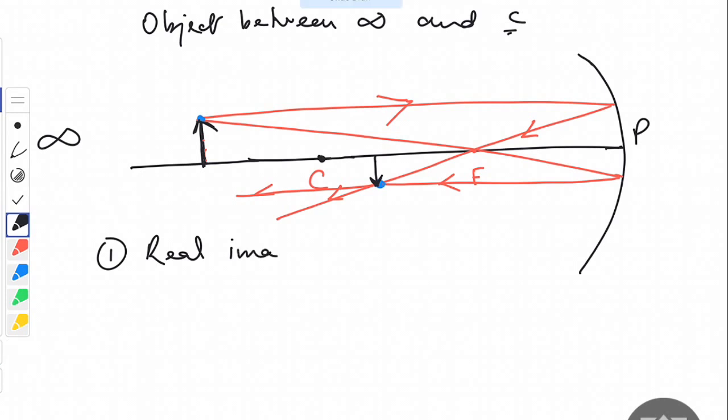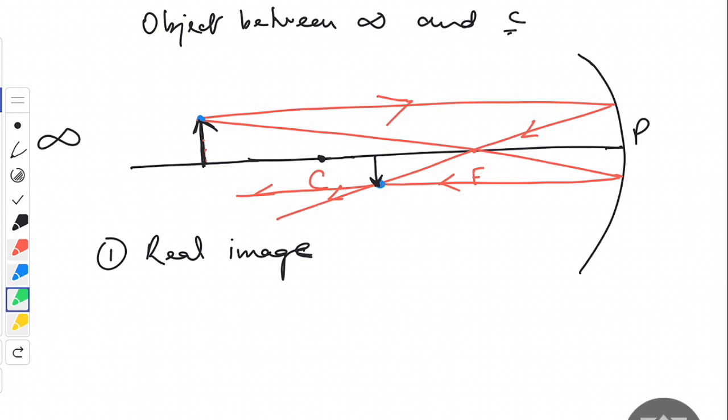Why is it a real image? Because the rays are actually meeting. If I put a screen here, a white cloth or paper which is not blocking these rays, all these rays will come here and I will see an image on the screen. I have done experiments, and I will show you those videos where you can literally see the image on a screen, but for now just take it from me. So it's a real image.